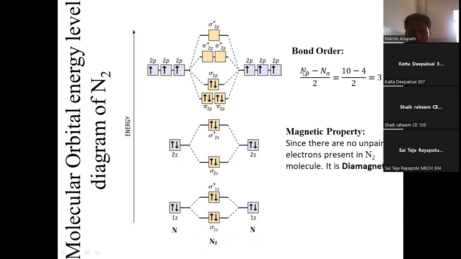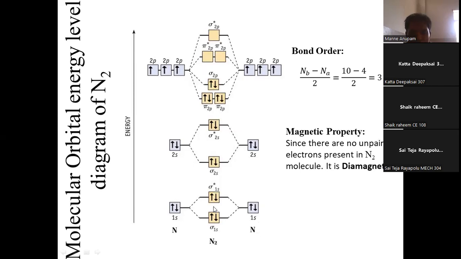Bond order is nothing but the number of electrons present in bonding molecular orbitals minus the number of electrons in anti-bonding molecular orbitals, divided by 2. Okay, this is the bond order formula, a very simple formula: number of electrons in bonding molecular orbitals minus number of electrons in anti-bonding molecular orbitals, divided by 2.